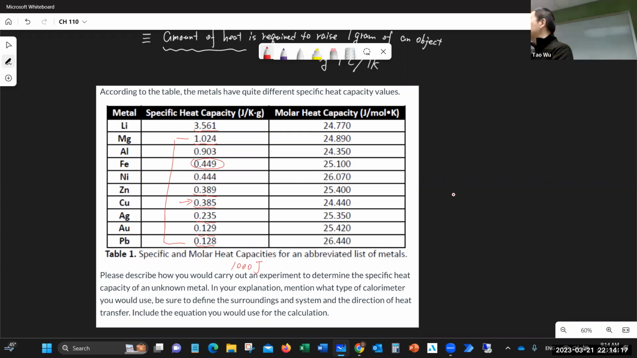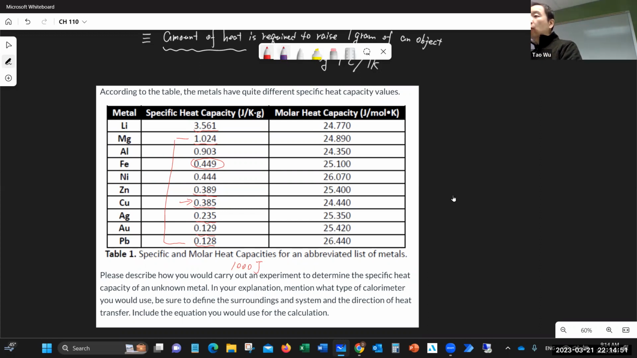Because this guy has a relatively low specific heat capacity, right? But they're very, very cheap, because we have a lot of iron in the Earth's crust. So this is what happens for those materials. If we have a lower specific heat, then this material is going to raise its temperature really fast. If you have a higher specific heat, then the temperature will rise relatively slower, right?